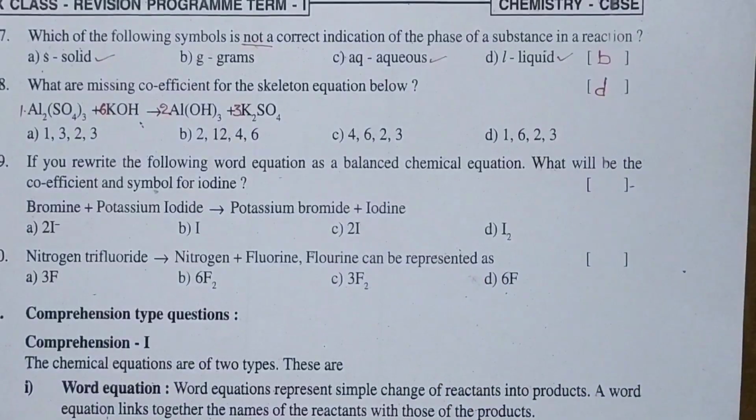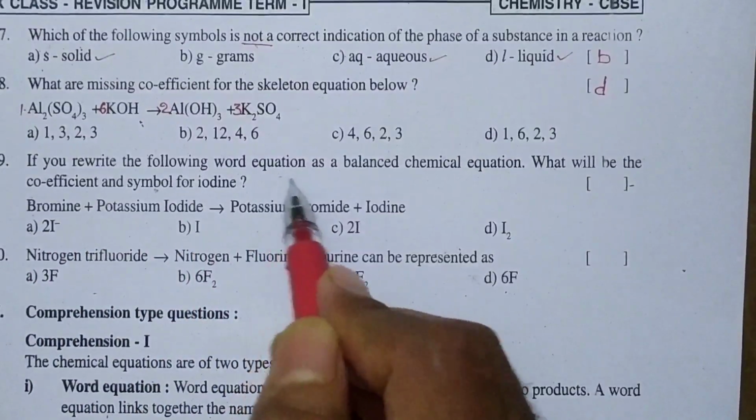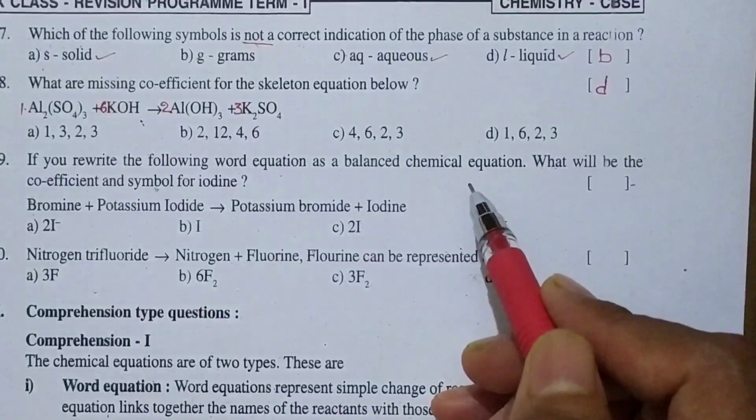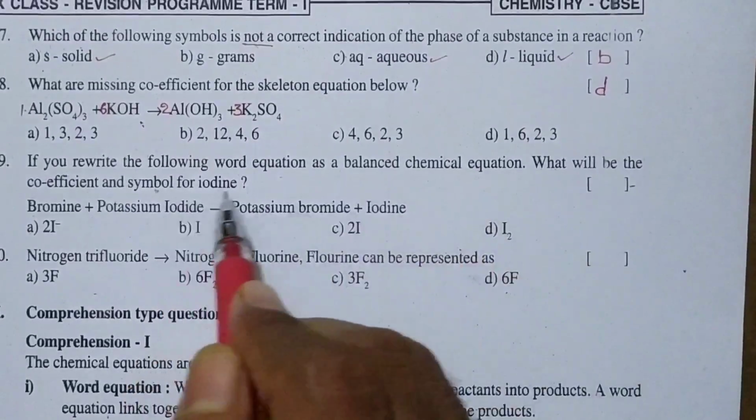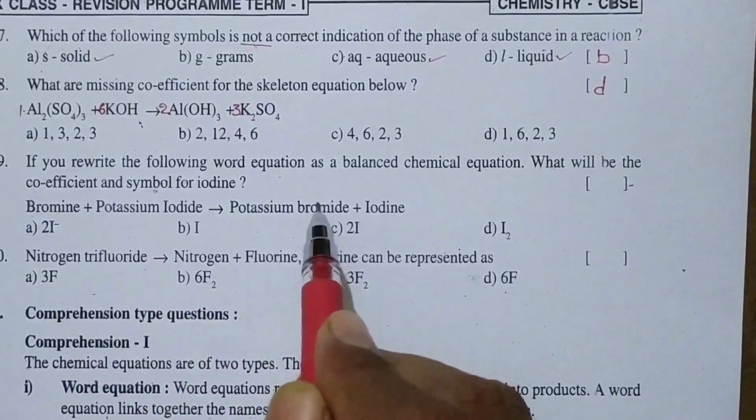Now we see question number 19. If you rewrite the following word equation as a balanced chemical equation, what will be the coefficient and symbol for iodine? See here the word equation is given, we are going to convert it into a chemical equation.